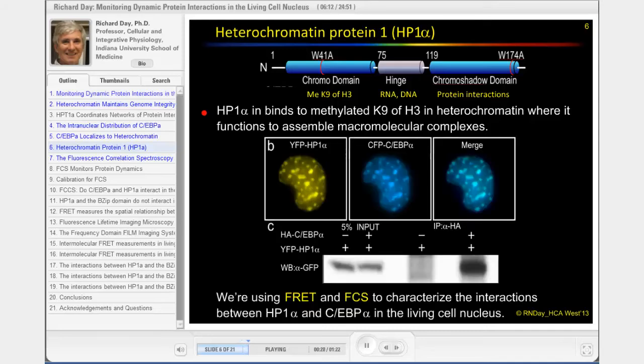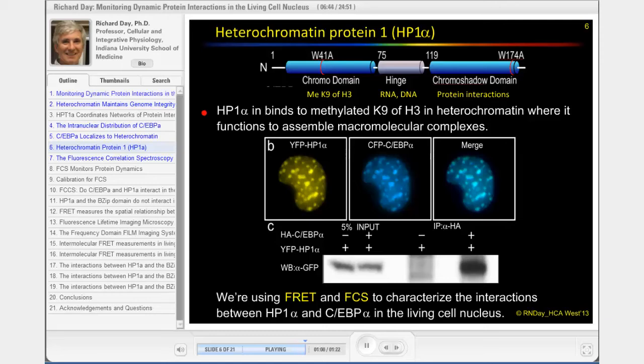This is an imaging experiment where we have a YFP labeled HP1 alpha, a CFP labeled CEBP alpha, and this is of course the merged image showing that they exactly co-localize with one another. This is a pull-down experiment, a co-IP experiment, where we've pulled down CEBP alpha but then blotted for the epitope tagged HP1 alpha, and you can see the two come down as part of a common complex. So it appears that they do indeed interact in some form of a complex.